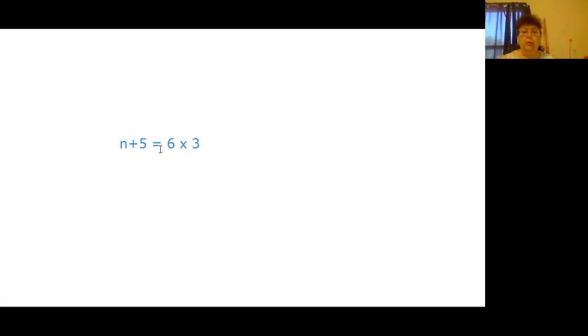So what we can do is solve the 6 times 3, right? So we go n plus 5 equals 6 times 3 is 18. I'm using the same problem that's at the top of page 257. We still don't know what the n is. So the next step is you've got to get the n by itself. Whatever letter they're using, it's called a variable. You have to get that letter by itself so we can figure out what that letter stands for.